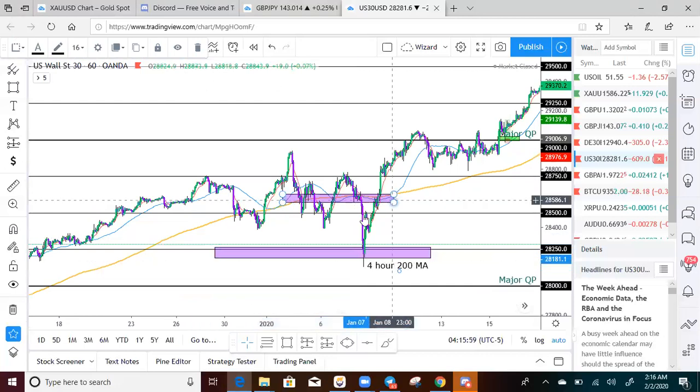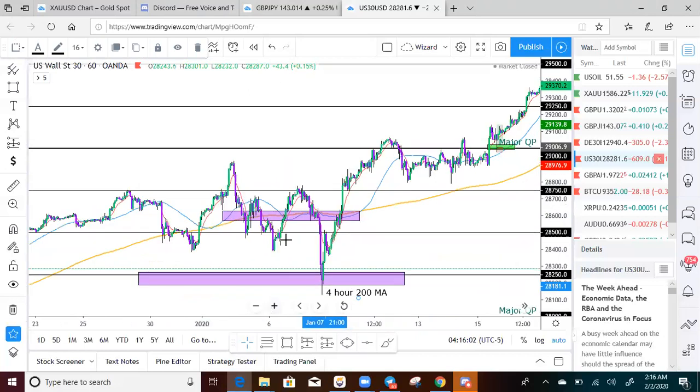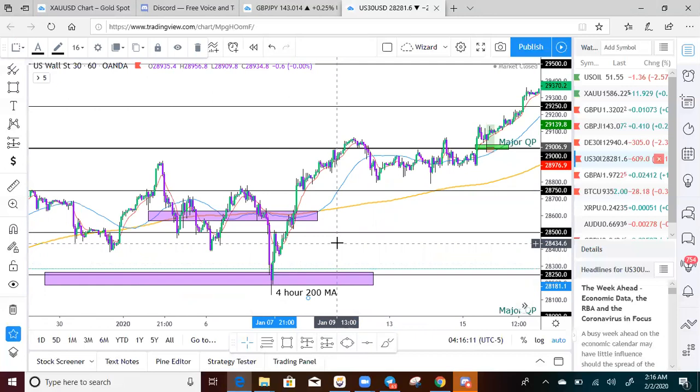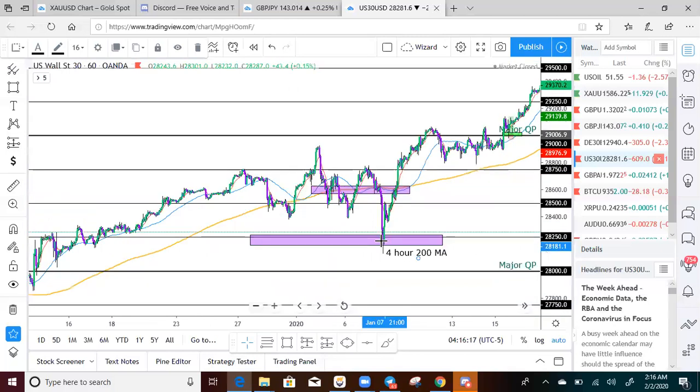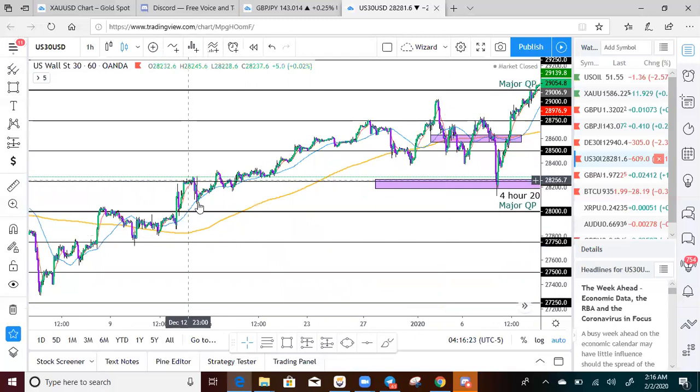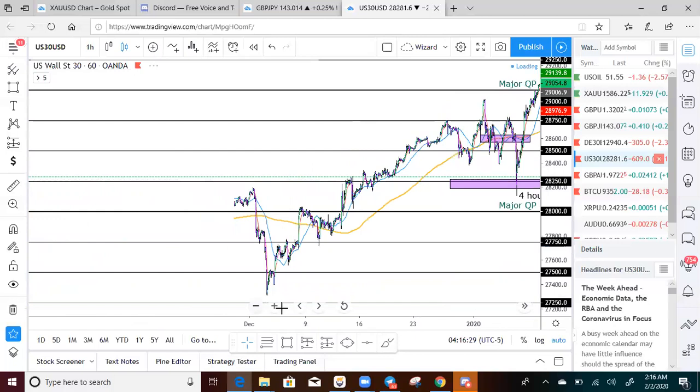So what do we get off of that? We get a strong rejection off the 4 hour 200 moving average, because the moving average is acting as support and resistance. It tells us the overall trend of the market, if we're in a buyers or sellers market. We see price comes down, rejects that 200 moving average. We look to the left, and we see that price already came, retested our major QP, and started to make its way to the upside. We're clearly in a buyer's market in that moment of time.